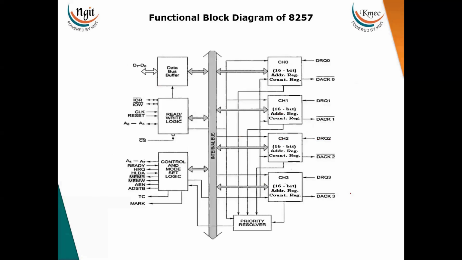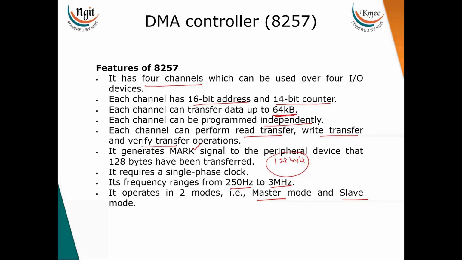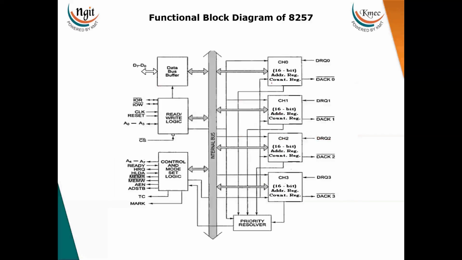Now here we will see the block diagram of 8257. As we have studied, the 8257 has 4 channels. Here you can see channel 0, channel 1, channel 2, channel 3. This is the internal bus, and to this bus these 4 channels are connected. Each channel has a 16-bit address register and a 14-bit count register, and each channel has a DMA request signal and a DMA acknowledgement signal.